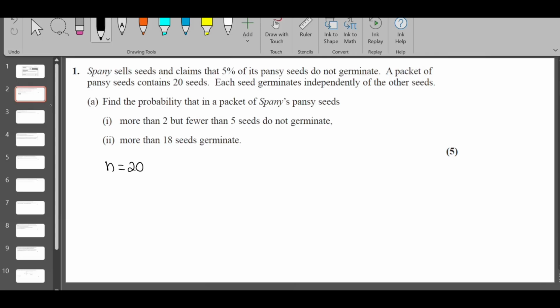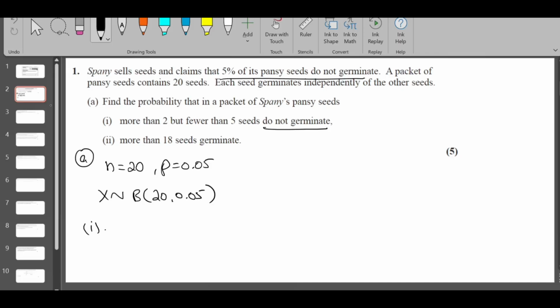Find the probability that in a packet of pansy seeds, more than 2 and fewer than 5 do not germinate. They are talking about do not germinate, so you can take it as the probability of success. So X follows a binomial distribution of 20, 0.05. For part i, they want us to find more than 2, fewer than 5, which is P of X is less than or equal to 4 minus P of X is less than or equal to 2.